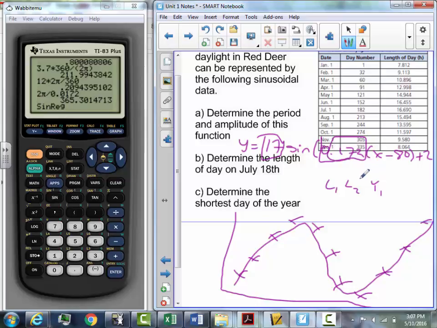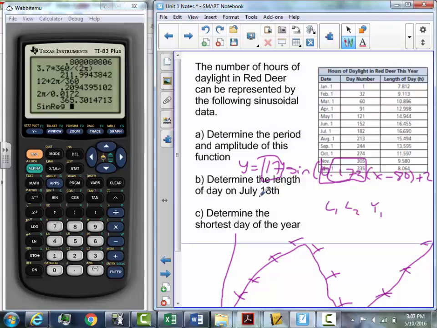I'm pretty confident it's going to be 365 though, because that's what a year is. Okay, this one would be challenging. To find the length on day 18, you'd have to figure out, like July 18, how many days into the year it is. So July 1st would be 182. So July 18, I think, is day 200.